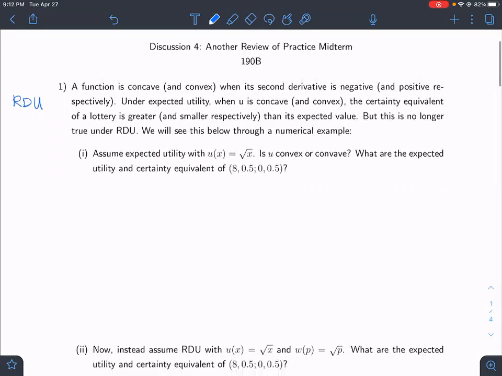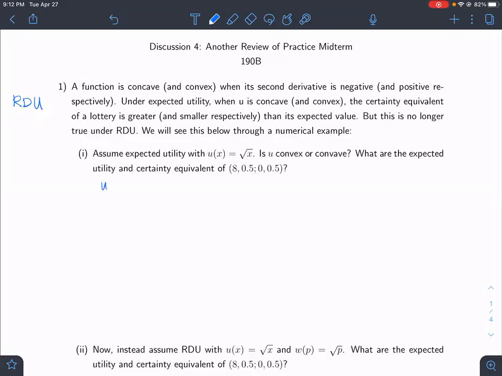So I will not read the question again. I'm assuming that you already saw the practice exam. Let me just dive into the question. Assume expected utility with u(x) equal to square root of x. First, it is asking, is the function convex or concave? We saw a similar question, right?